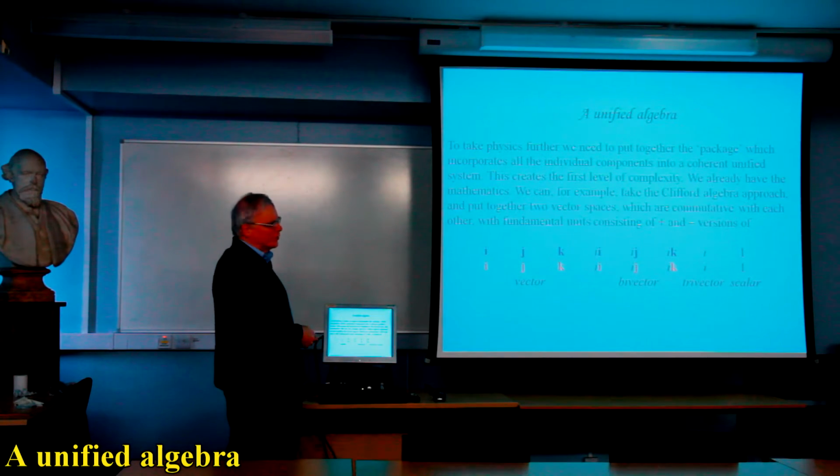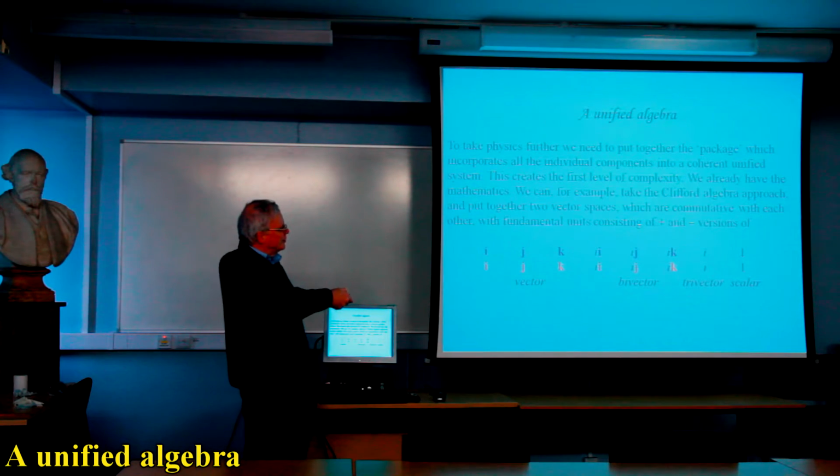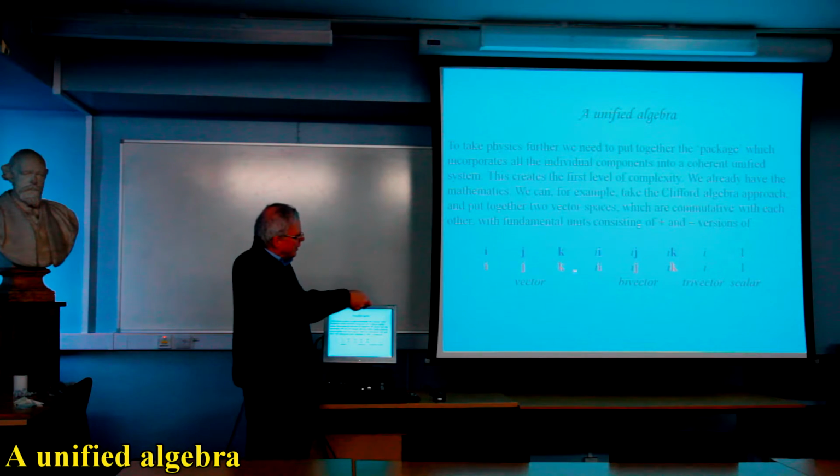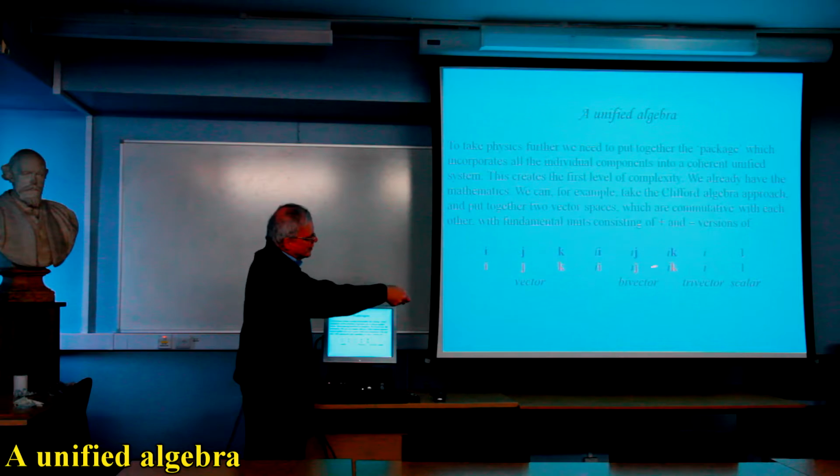Well, I say we've already got the mathematics. We've got nothing to worry about. We've done the mathematics in lecture 2. We take the Clifford algebra approach, for example. We've got 2 vector spaces. This one here, we don't really have these, but we can make them up out of those. This one, we have those. So we've got the complete structure.